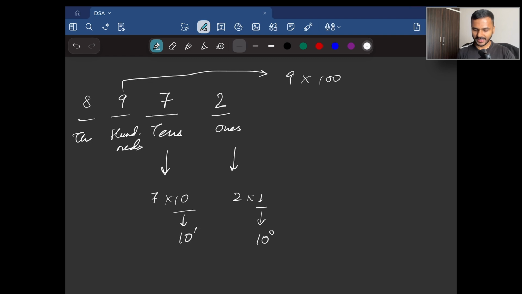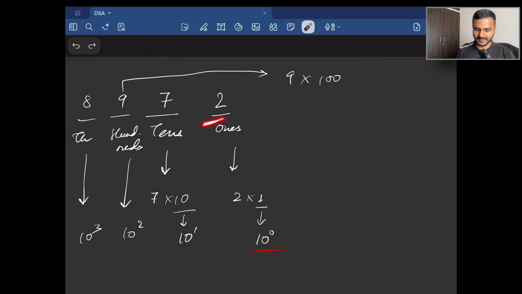and this 10 is 10 to the power 1, and the 100 is 10 square, and the 1000 is 10 cube. So what can we observe here? We start from the rightmost digit, and the rightmost digit gets the power 0. The digit next to this will get power 1, then 2 and 3 and so on. So we start all the way from the very right, put 0, then 1, then 2 and then 3.